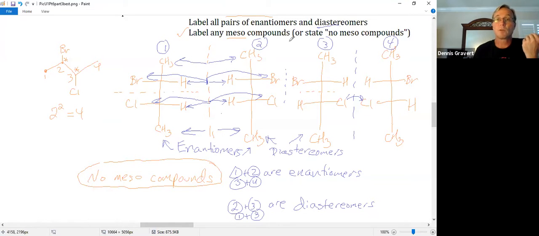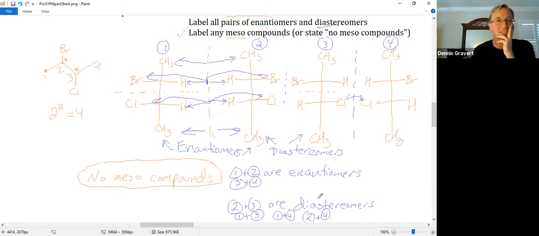Okay, 1 and 4. Well, same situation. In compound 4, the bromine and chlorine are on opposite sides, but in compound 1, bromine and chlorine together. So 1 and 4 are also diastereomers. Starting in with 2. 2 and 1. Yeah, that's the same as 1 and 2. 1 and 2 are enantiomers. 2 and 3, did that one already. 2 and 3 are diastereomers. 2 and 4. Well, 2's got the halide, same side. Compound 4 has opposite. 2 and 4 are a pair of diastereomers.